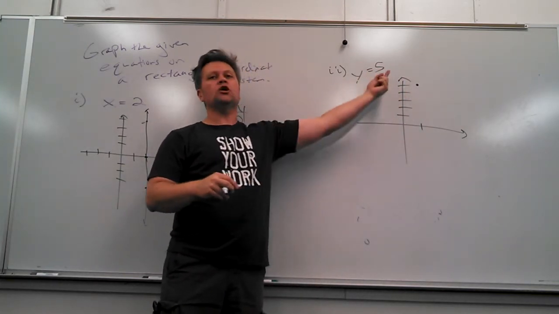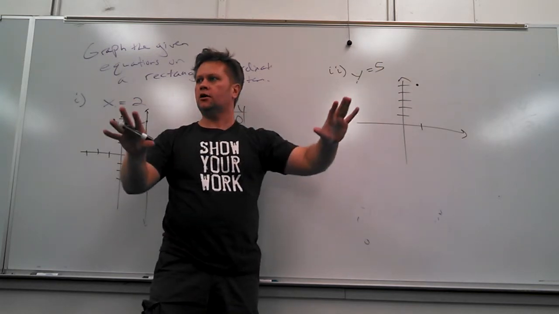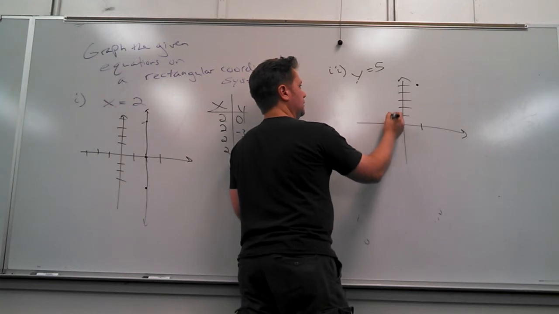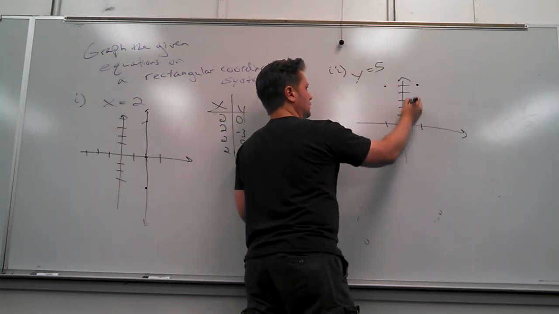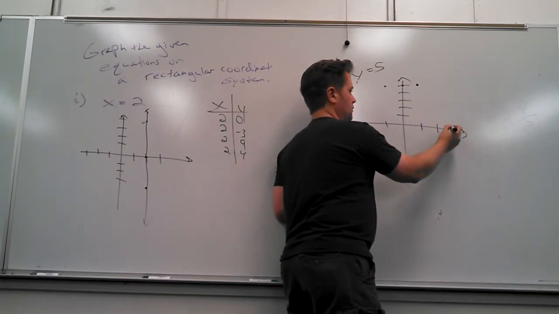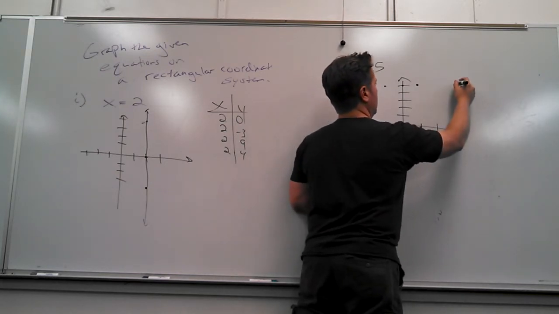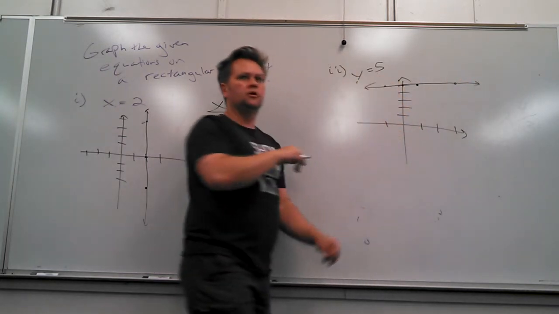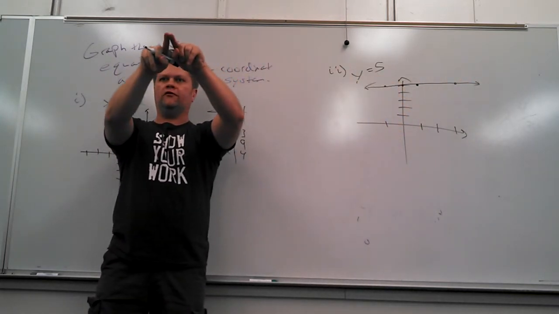Does the equation say anything about x? No. X can go wild. So if x is negative 1, y is 5. If x is 0, y is 5. If x is square root of 11, y is 5. I like it. So then you get a line like that. Cool. So y equals is going to be flat like this.